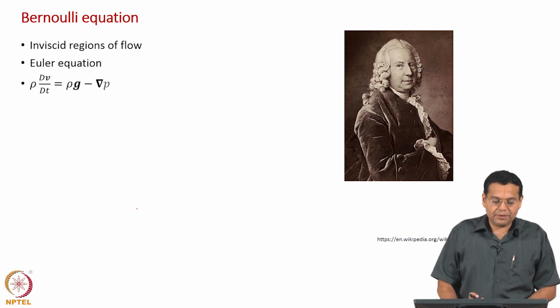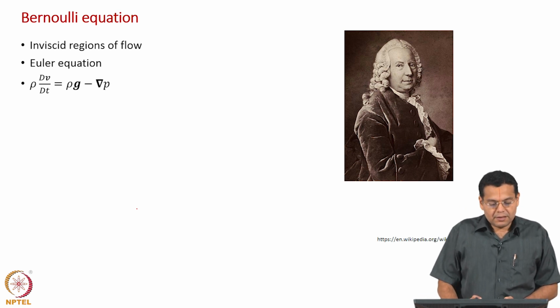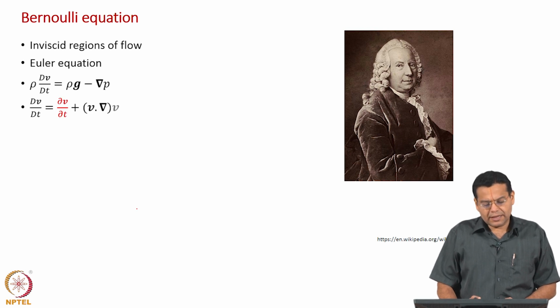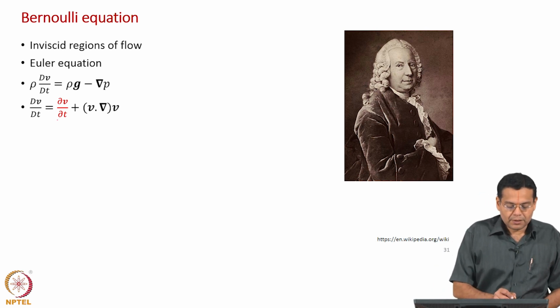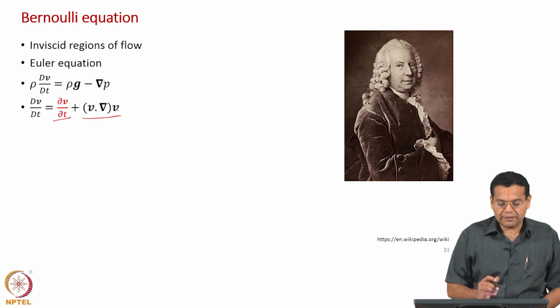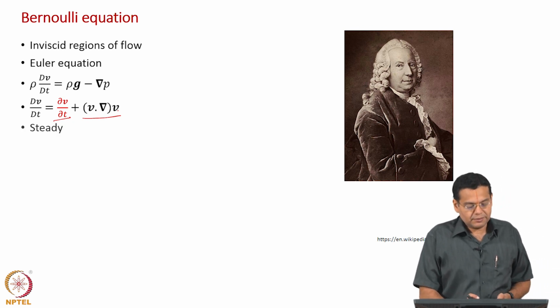So, that is the Euler equation which we saw in the previous discussion, and the substantial derivative of velocity has two terms, the local term and the convective term, or the total acceleration is in terms of the local acceleration and convective acceleration. We will restrict the discussion to steady flows. So, we will consider the steady state Euler equation.